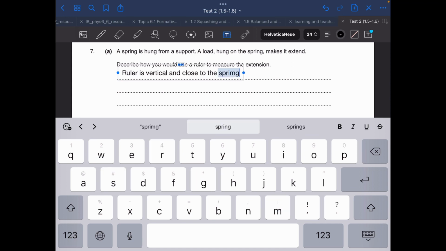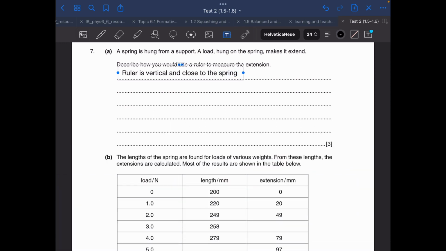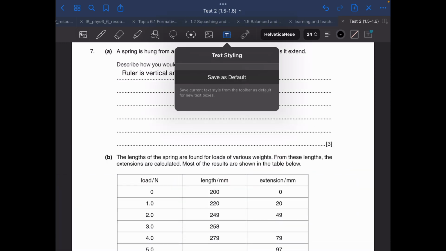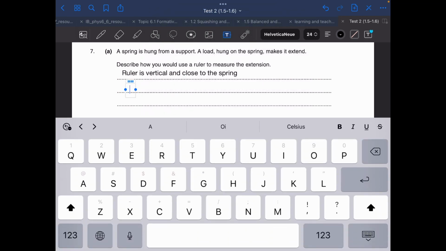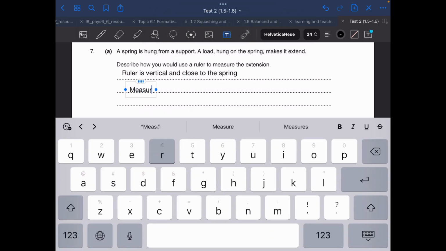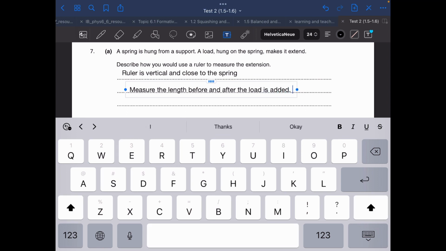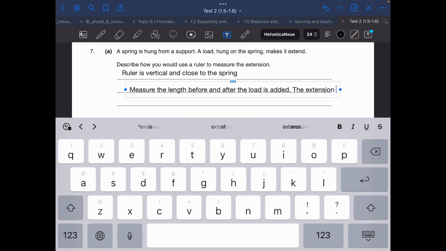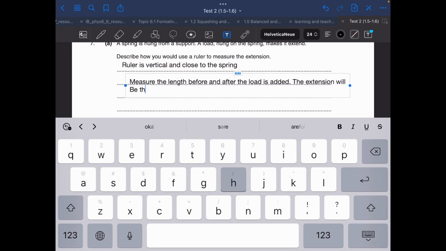That's one thing. However, you can see that this question was 3 marks. You're not going to get full marks just by saying that. You need to add more information. How would you measure? So you need to, first of all, measure the length before and after the load is added. And the extension will be the difference between the two lengths measured.